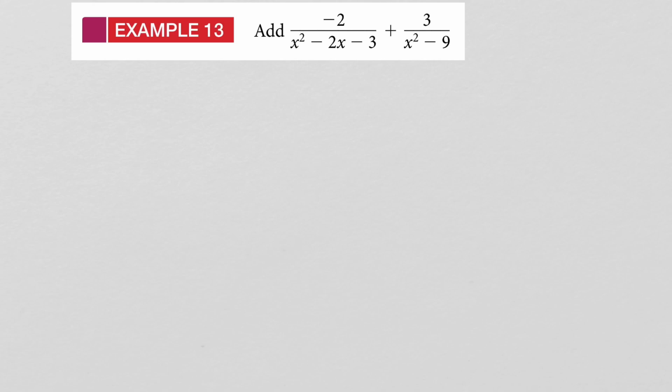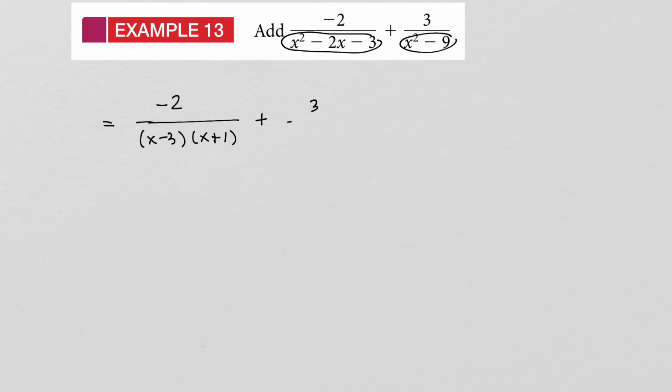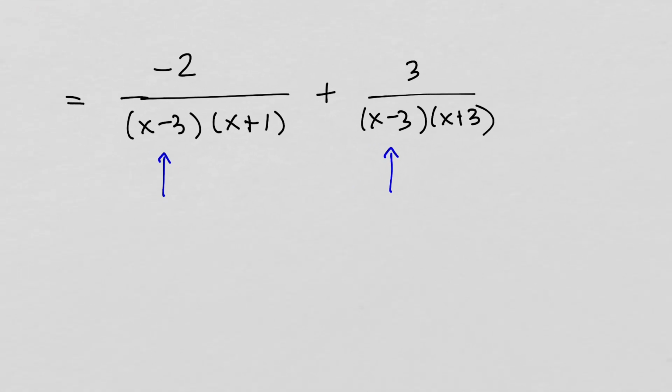So now, how do we add fractions that have variable denominators that are not the same? Well, the first step is you need to factor each of these denominators. So this first fraction is going to be written as negative 2 over x minus 3 times x plus 1, plus, and then we have 3 over x squared minus 9, which is x minus 3 times x plus 3. So we can see that they both have x minus 3 in the denominator. So that part of the denominator is in common already. But this fraction has x plus 1, and this one does not. And the other fraction has x plus 3, and this one does not.